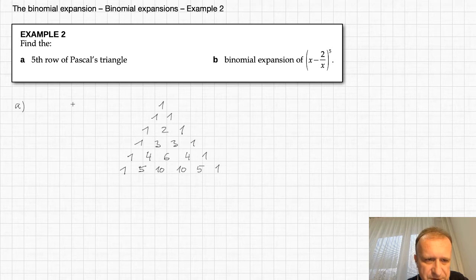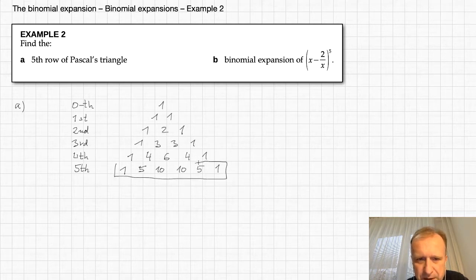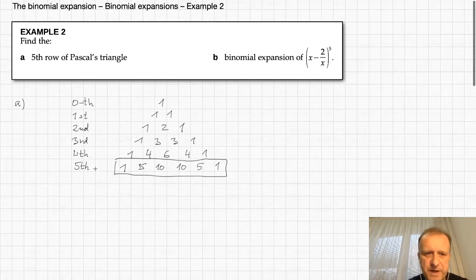So this was the 0th row of Pascal's triangle. This is the first, this is the second, third, fourth, and the fifth row. So we have the fifth row here, and these are the coefficients that are going to appear in the binomial expansion of (a plus b) to the power of 5. So I can write it here.